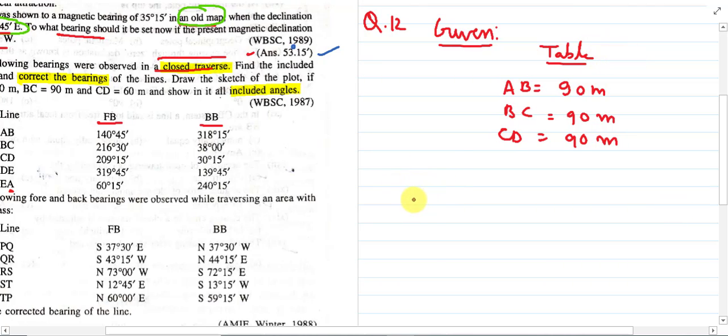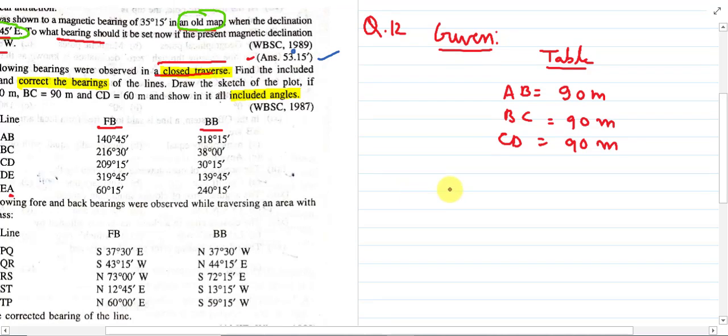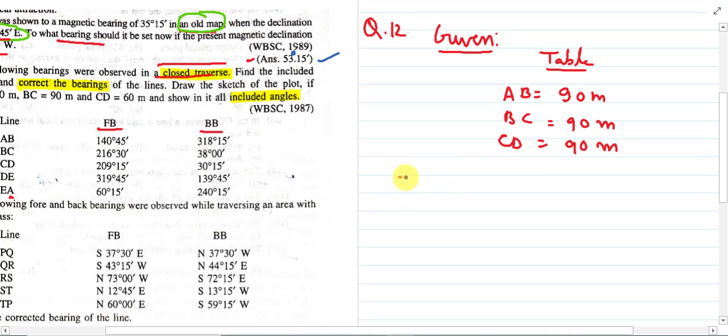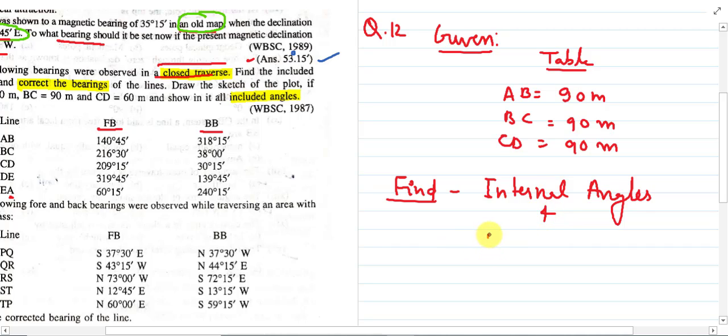Now what we have to find? We have to find internal angles and correct bearing. Okay, so first of all we draw a diagram related to our given table.